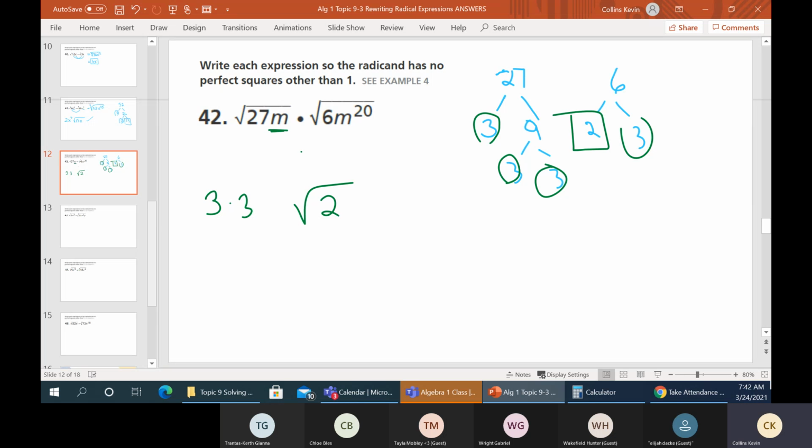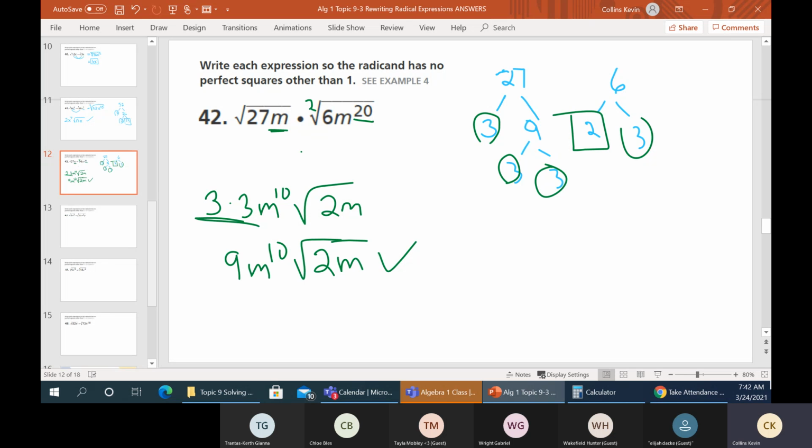M to the first. Well, it's just the square root of m. We can't do anything with him. I'm going to leave him in the house. Okay. Over here, I've got 2 goes into 20 10 times, right? So that's going to be an m to the 10th on the outside. So the last thing I need to do is just put these two guys together. 3 times 3 is 9. We have m to the 10th, and then the square root of 2m. That's our boy.